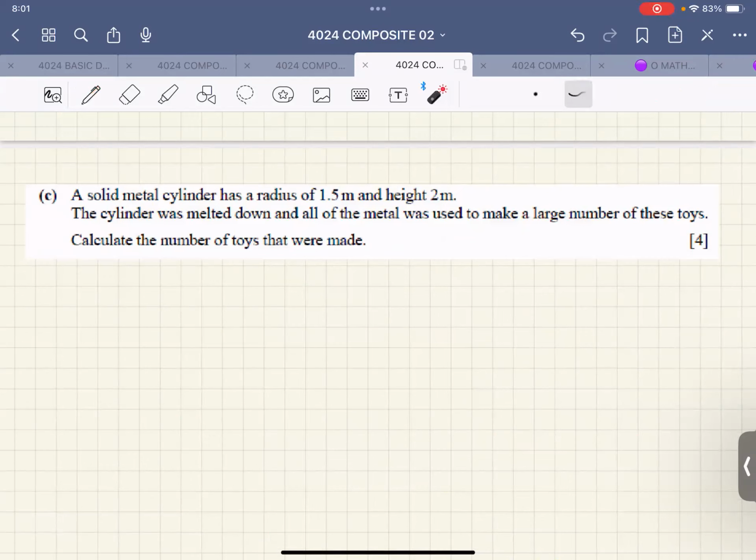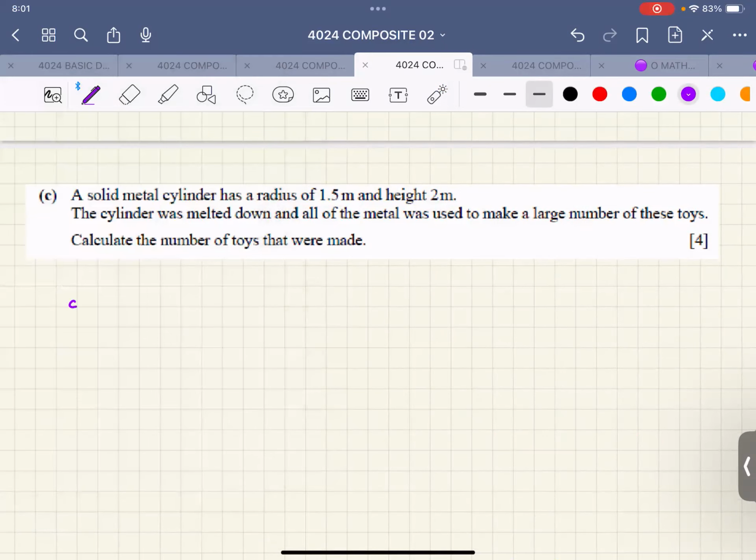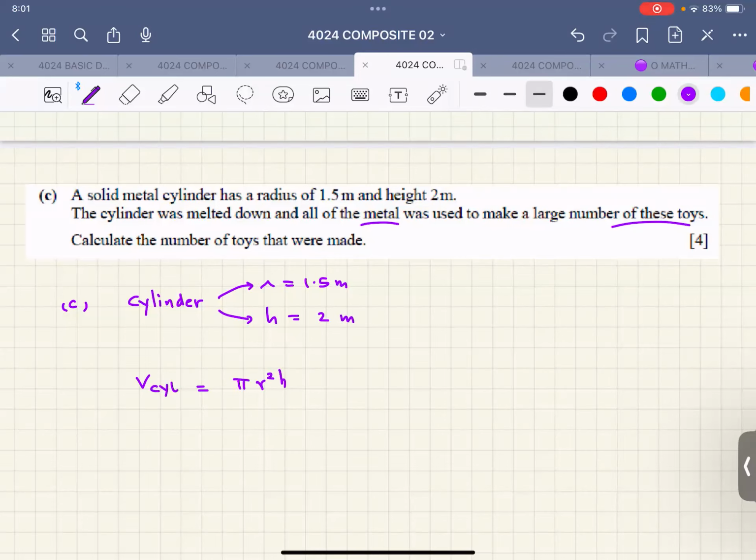Now it says a solid metal cylinder has a radius of 1.5 meter, height of 2 meter. So now we are talking about a cylinder. The cylinder was melted down and all of the metal was used to make a large number of these toys. First of all, this would be talking about the volume. So volume of cylinder is pi r square h. First of all, this is meters, so this is 150 centimeter after multiplying by 100. This is 200 centimeter after multiplication by 100.